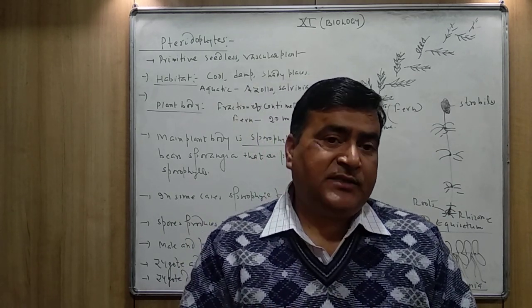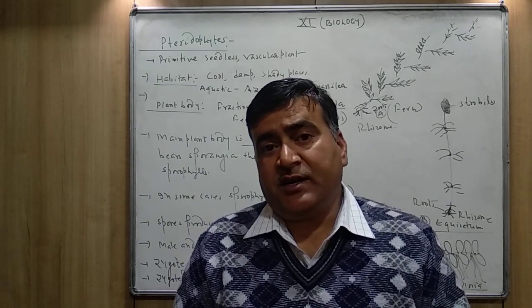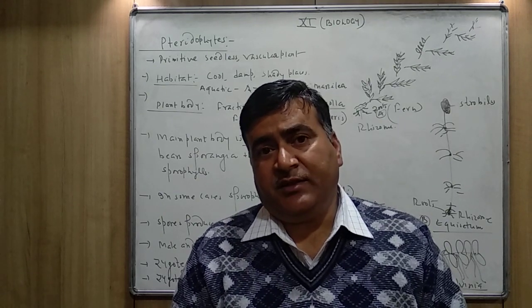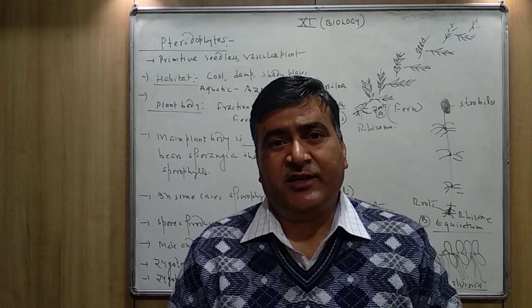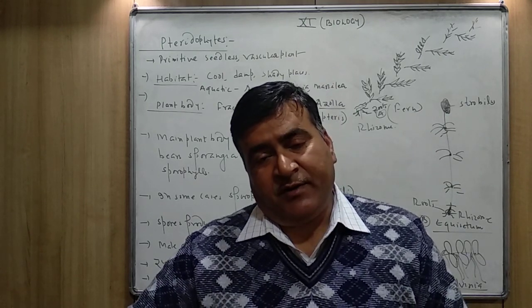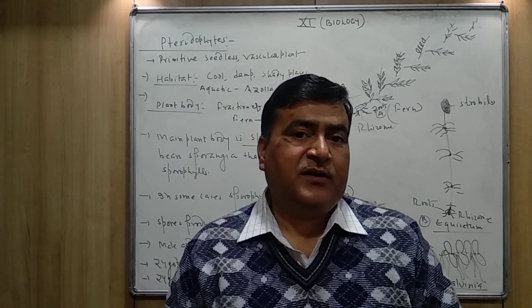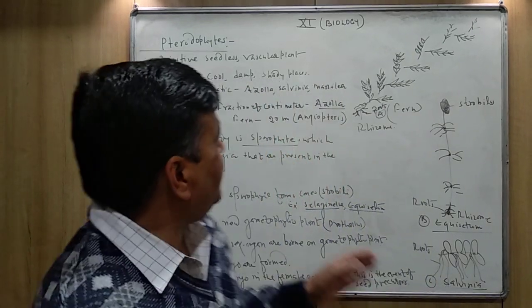In the bryophytes, as I told you, the vascular tissues are absent except in mosses, but in mosses also the vascular tissues are not differentiated into xylem and phloem. They are not well developed. But from the pteridophytes, gymnosperms, angiosperms, the vascular tissues are present.